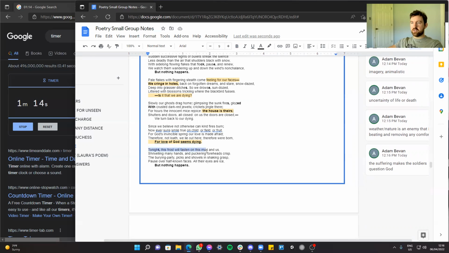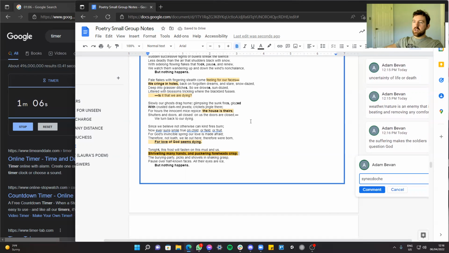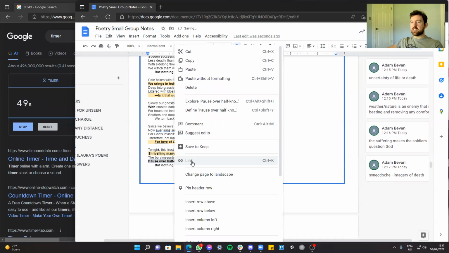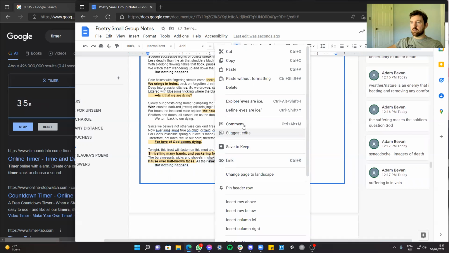Tonight this frost will fasten on this mud and us, shriveling many hands and puckering foreheads crisp. So that's called synecdoche. The synecdoche sort of emphasizes the image of death. The burying party picks and shovels in shaking grass, pours over half-known faces, all their eyes are ice, but nothing happens. Two more quick things. Half-known faces shows that the suffering is in vain, and the eyes are ice. It's this idea, again, it's synecdoche, that they have become the cold around them.